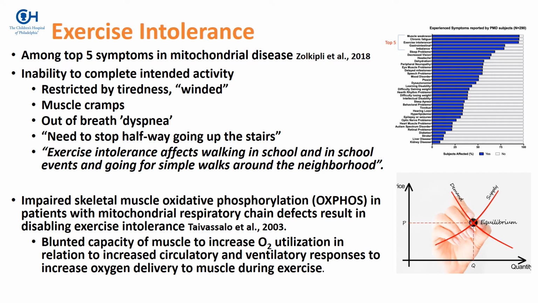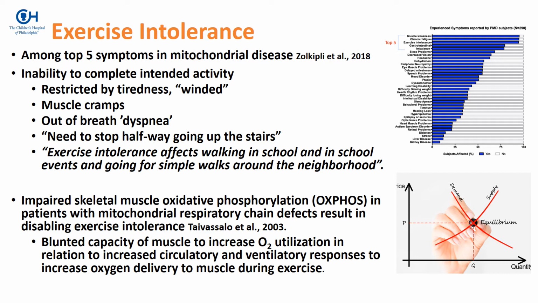What was proposed was that the blunted capacity of the muscle to increase oxygen utilization or consumption in relation to increased circulatory and ventilatory responses that normally occur following exercise was not as effective as would be the case in a person without mitochondrial disease. So this is a demand and supply issue.